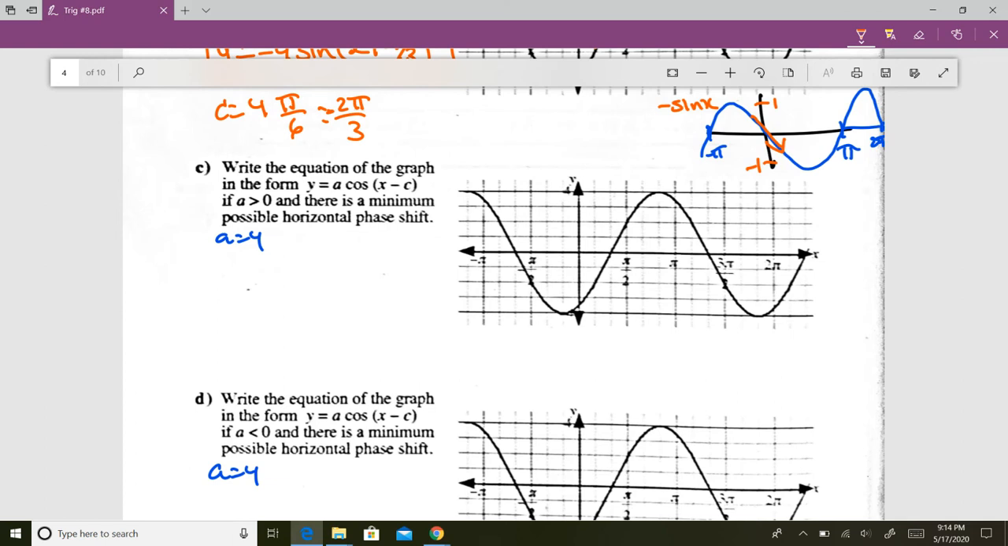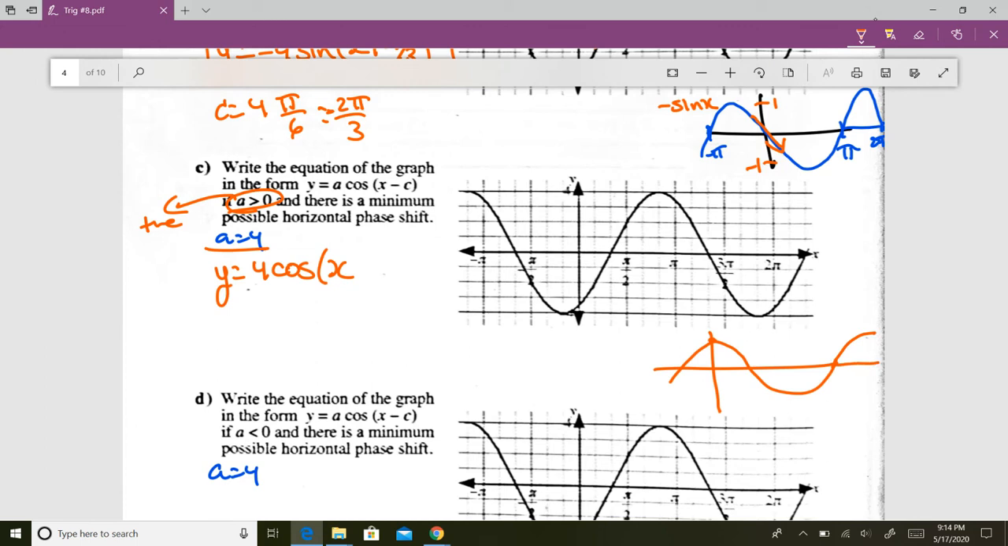Now we're going to look at cosine. All right, the amplitude is the same. We're dealing with a positive number here. Okay, so my a value is 4. The equation is going to be 4 cos x, and then we just have to figure out the c value. Cosines are actually the easiest ones. You think of a cosine, the regular cosine graph looks like this. Oops. There it is. That's 2 pi. That's a start. It's a period of 2 pi.